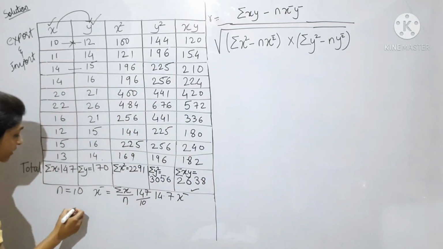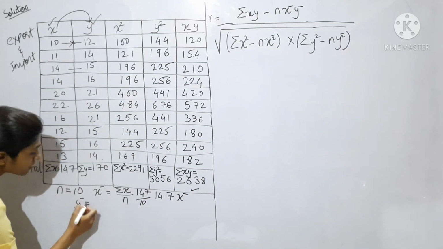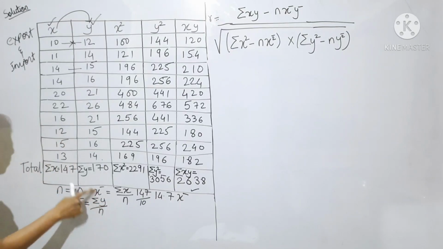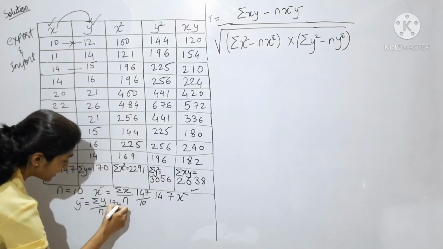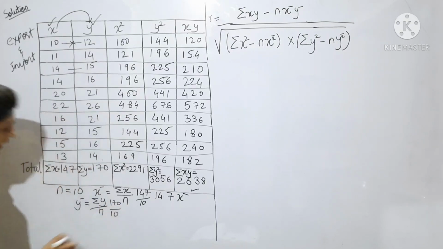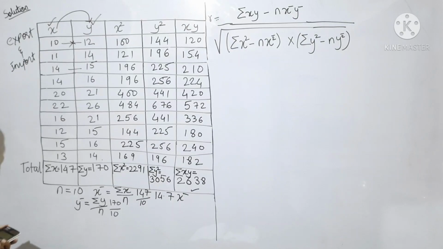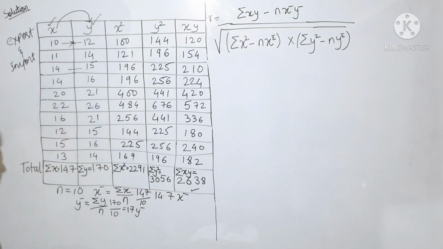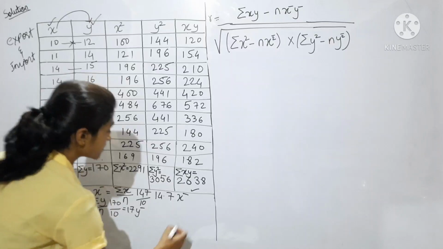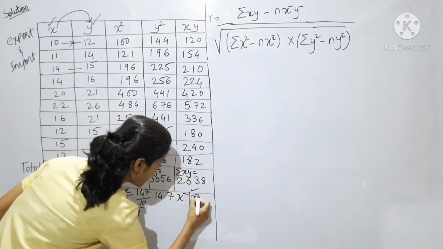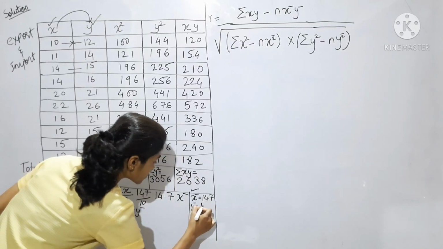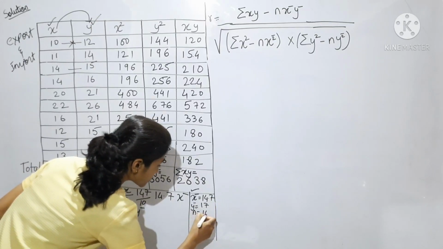Now how to find y bar? Y bar is the summation of y divided by n. The summation of y is 170, divided by n. So 170 divided by 10, we get 17. So 17 is y bar. I will write here: x bar is equal to 14.7, y bar is equal to 17, and n is equal to 10.